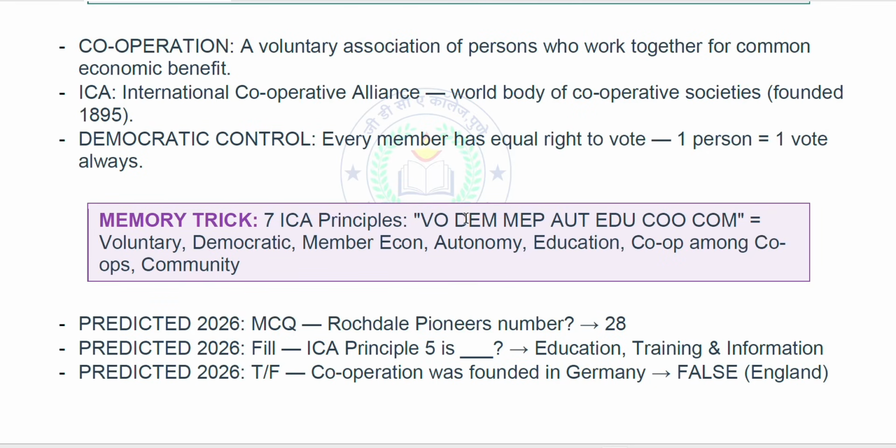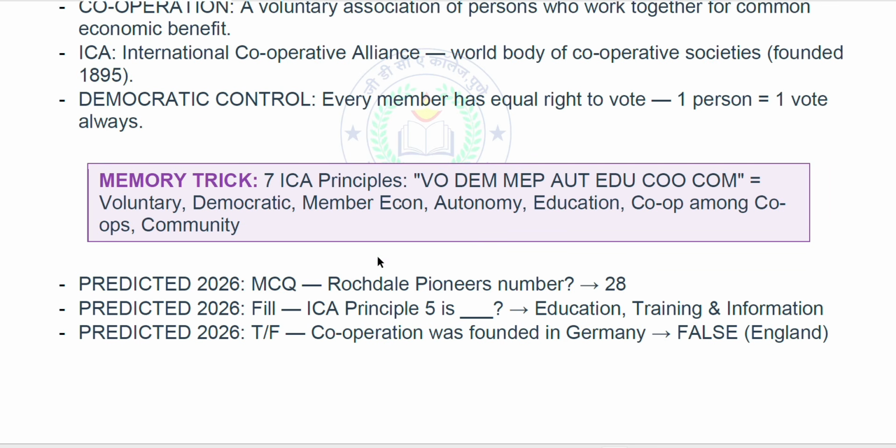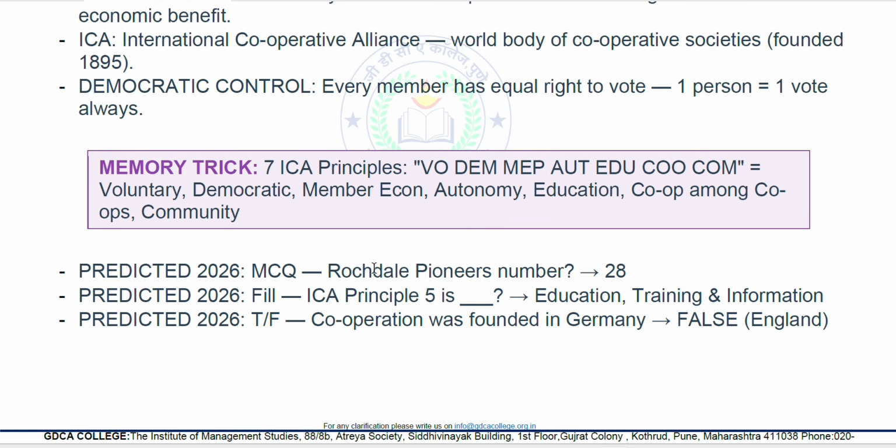Mnemonic for the ICA 7 principles. If you want to, you can use this trick to remember, or else you can create your own. There is no issue. Voluntary, democratic, member, economic, autonomy, education, cooperation among cooperatives, communities. So these are 7 ICA principles. Predicted 2026 MCQ: Rochdale Pioneers, number 28. Fill in the blanks: ICA principle 5 is education, training and information. Predicted 2026, true or false: cooperation was founded in Germany. False, it was founded in England.